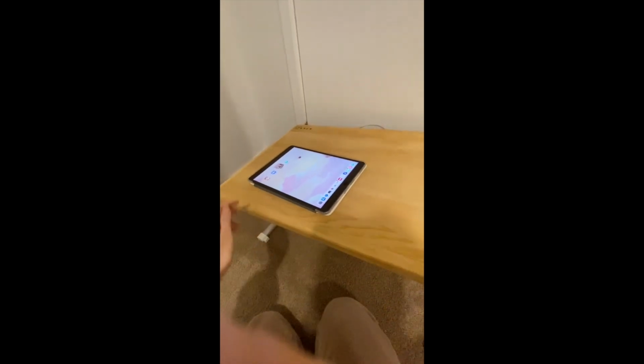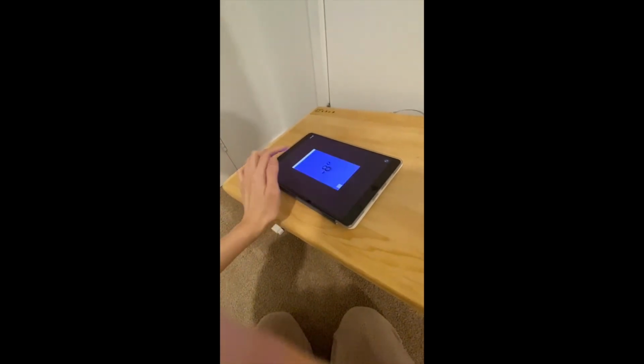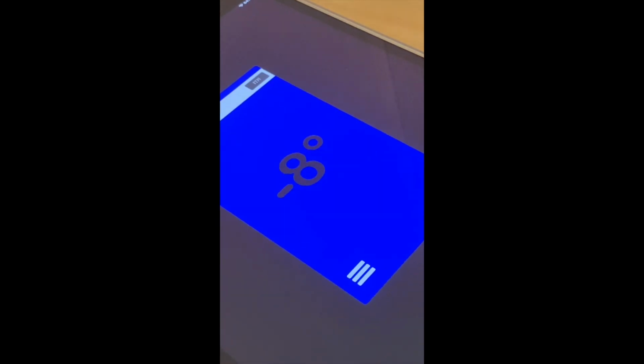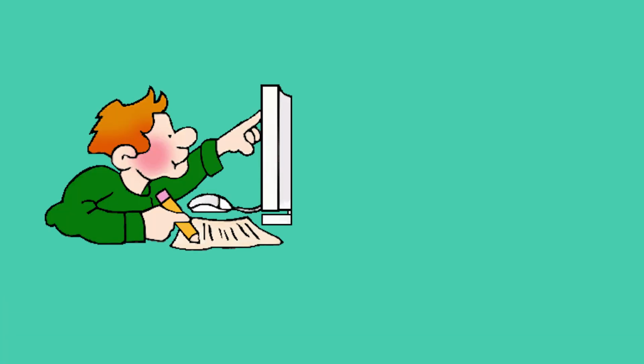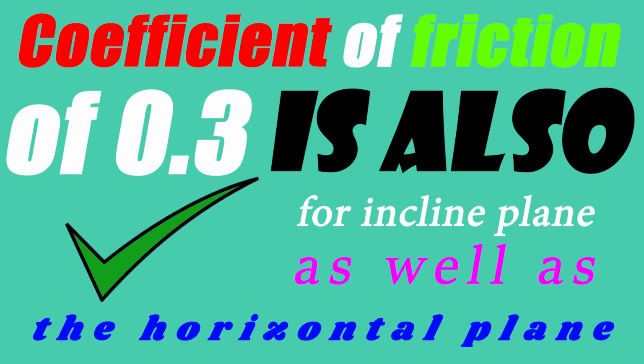As you can see now, we are trying to measure the angle of the inclined plane that we used. As this app shows, the angle is approximately 8 degrees. As you can see, the researched value of the coefficient of friction of 0.3 is also valid for an inclined plane as well as the horizontal plane.